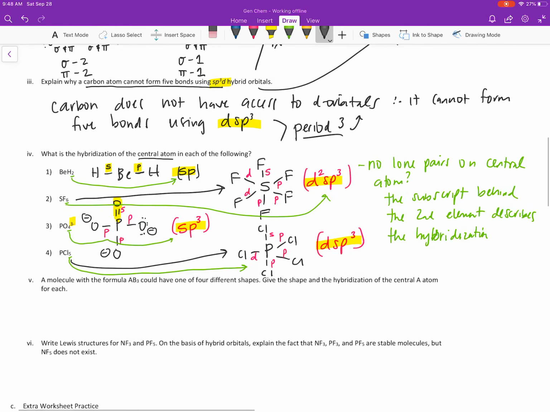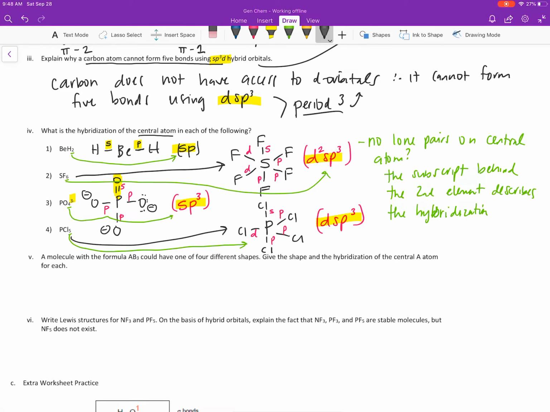All right, so now let's do the next question where the lone pairs will have an effect. The question reads that a molecule with the formula of AB3 can have one of 4 different shapes. It says give the shape and the hybridization of the central atom for each. So the way that this becomes possible is because of the lone pairs on A. Okay, so in this case, we have an A atom with 3 B atoms evenly distributed around it, trigonal planar. We know that this is s, p1, p2, so this is sp2 hybridized trigonal planar.